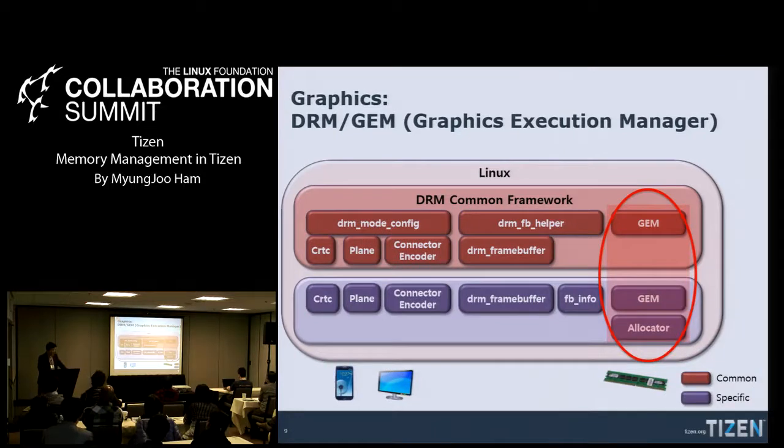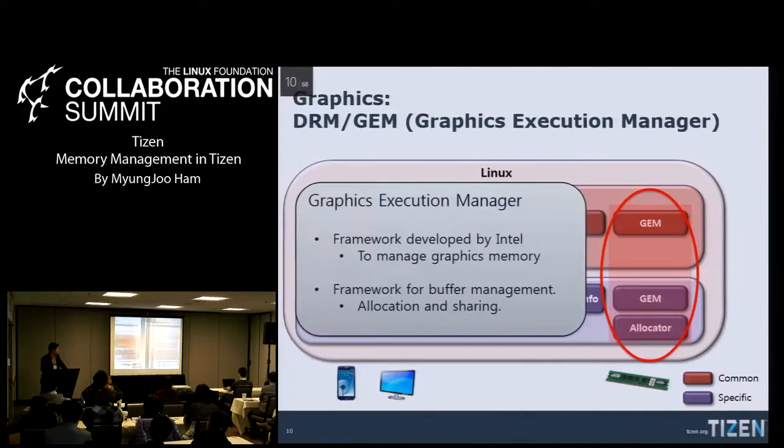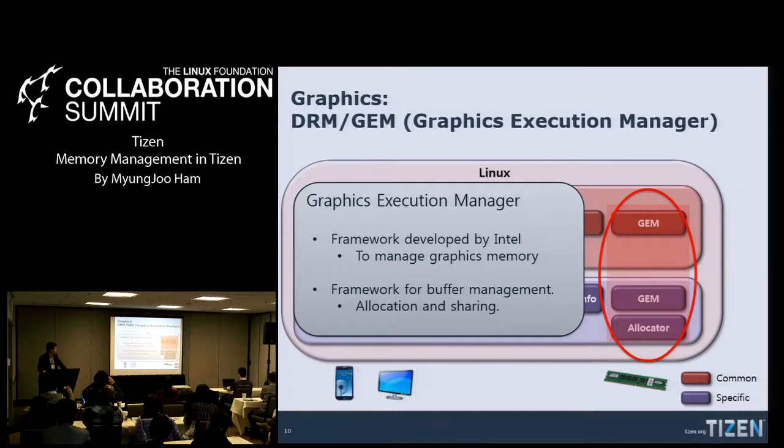And this is a simple layer within the DRM. GEM, or Graphics Execution Manager, is a framework developed by Intel. It was meant to support x86 devices. However, we found that it looked quite nice for ARM devices, and we have adapted the framework to ARM devices, especially for the Exynos 4 and Exynos 5 series.